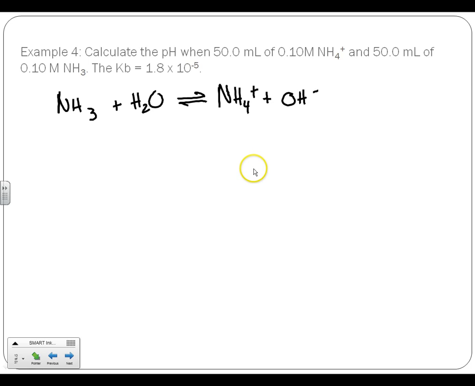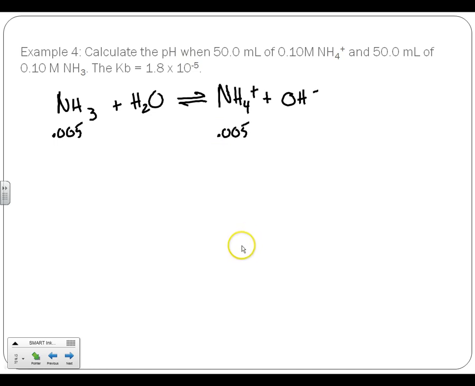And what do I need for pH? I need a concentration of hydrogen ions. Since for pH I need a concentration of hydrogen ions, I've provided you with the Kb for ammonia. The other piece that I need to do, since I've got a molarity of one thing and a molarity of something else, I must go into moles. Convert to moles. So I'm going to figure out how many moles of NH3 I have. And I figure out how many moles of my ammonium ion I have.